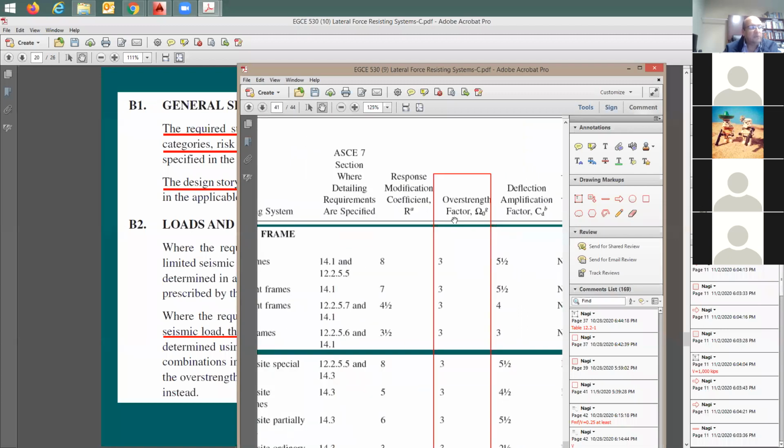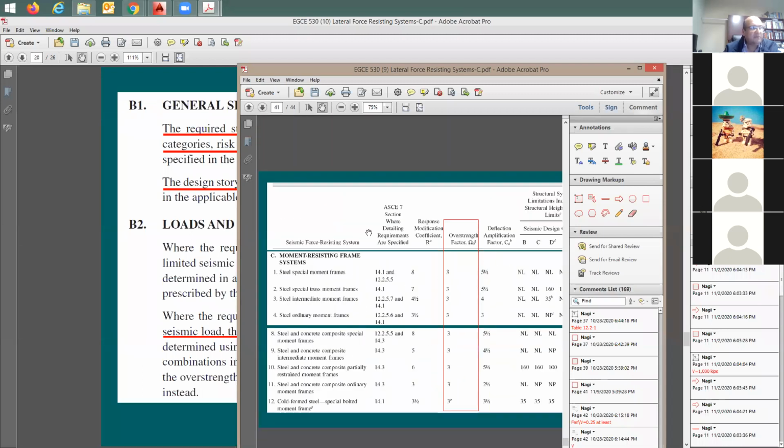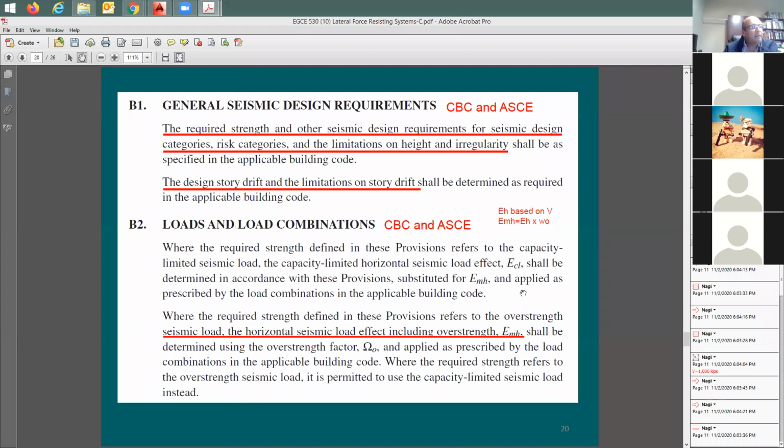Okay. So where's this omega naught? Where would you get it from? I'm going to say from this table 12-1. And this E sub MH is going to be based on the design forces. So first you're going to be taking the design forces. Where would you get design forces?